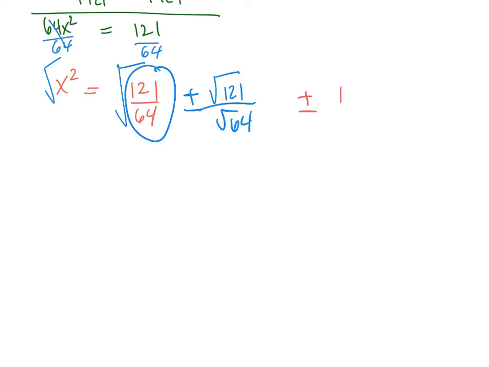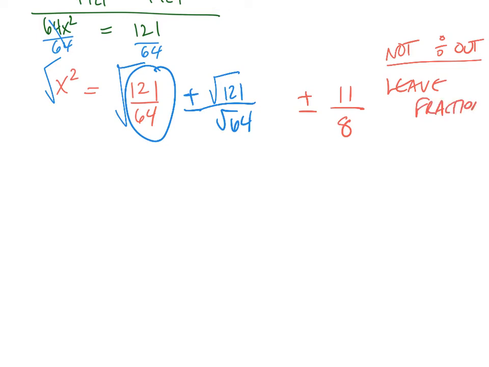The square root of 121 is 11, and of 64 is 8. So your answer for this one would be positive and negative 11/8. You will not divide it out. You will leave it as a fraction on the test, and it even tells you that. Leave as fraction.